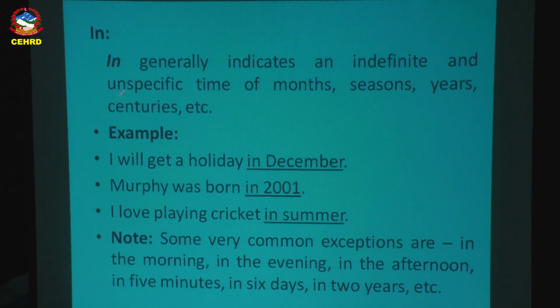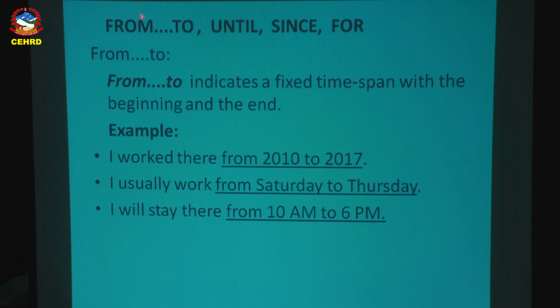Next, in. I'm just dealing with preposition of time this time. Time first, right? Then here comes in December, in 2001, in summer, it's like that. In summer, name of season. In 2001, name of year or months. So before month, season or year, we write in. Before centuries also, before decades. Now for some other words like from, to, until, since, for.